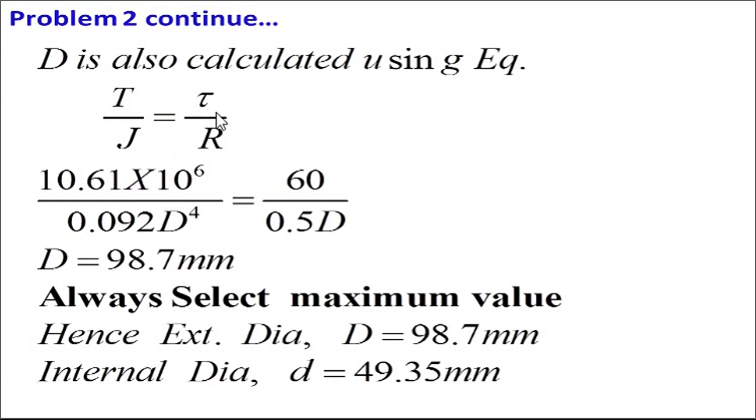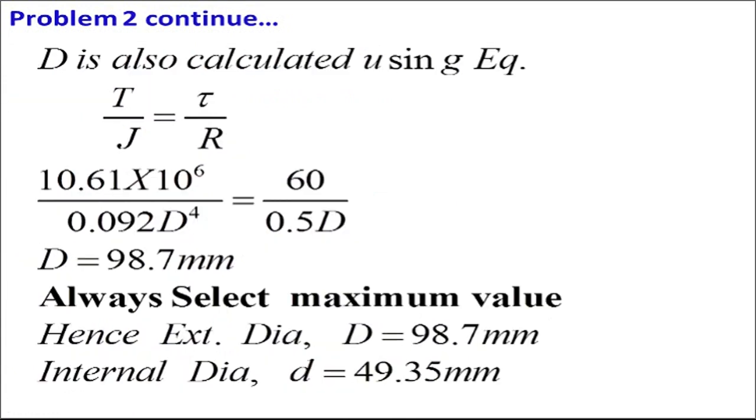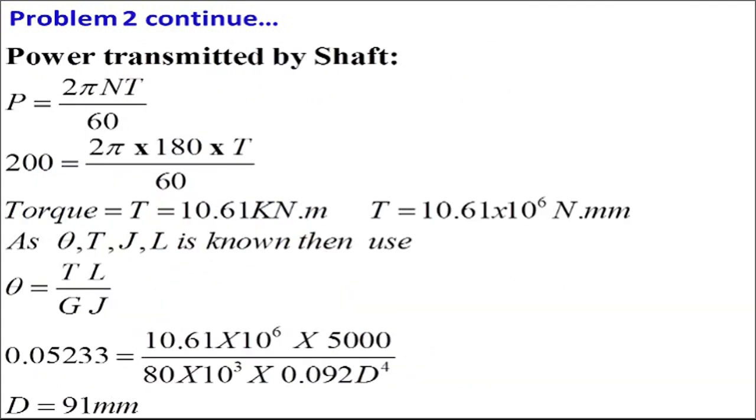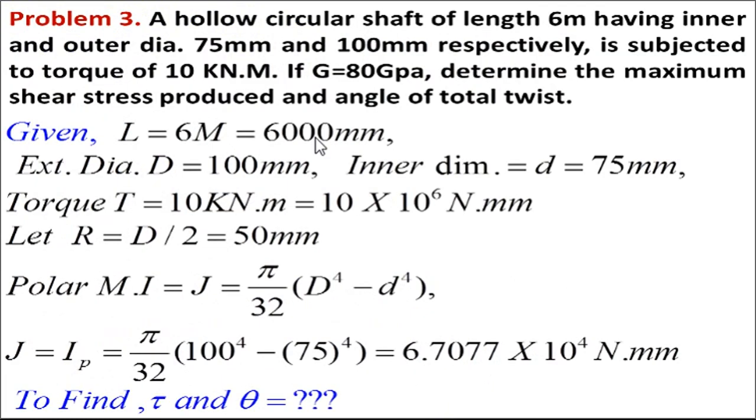For the shear stress requirement d must be 98.7, and for the twist requirement this d must be 91 mm. So for shaft size you should use the maximum value. It is 98.7 and here it is 91. So use the maximum value as the final answer, 98.7, and then inner diameter d will be half of that, 49.35.